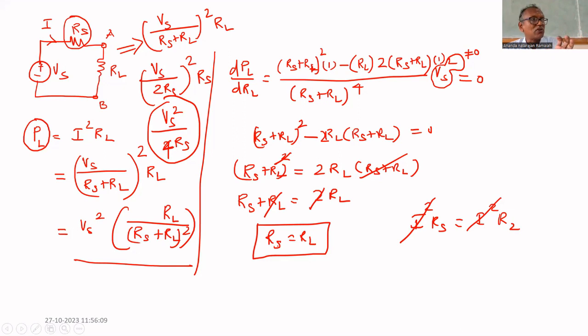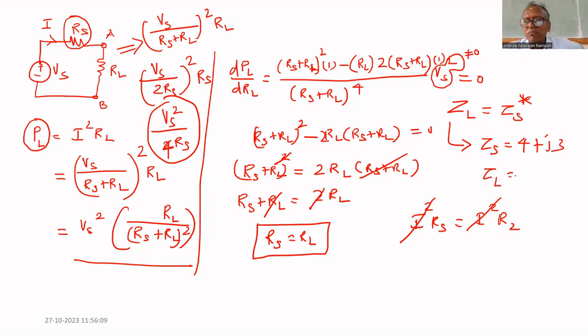Internal impedance equal to the complex conjugate of load impedance, and load impedance equal to the complex conjugate of internal impedance. For example, if it is an AC circuit, ZL equal to ZS star. Star means complex conjugate. For example, ZS equal to 4 plus J3. Let us assume. Therefore, ZL must be 4 minus J3. Then the power will be maximum.